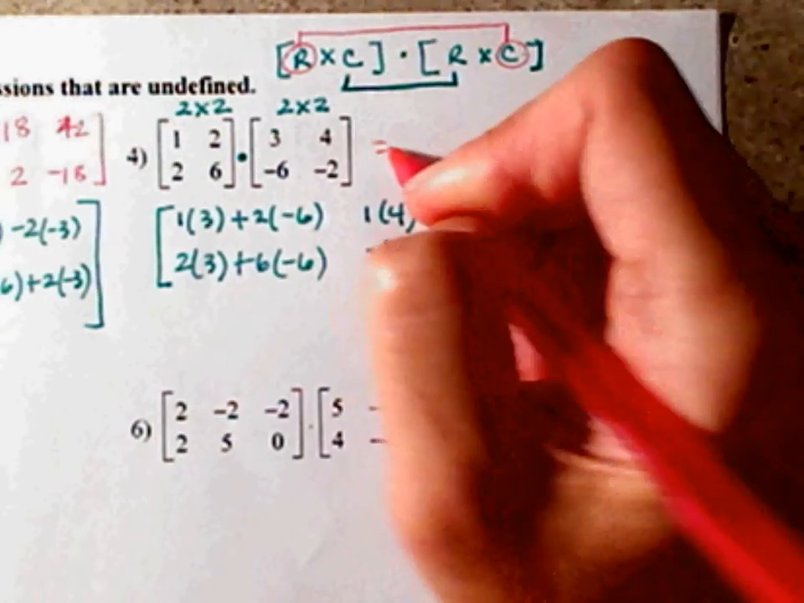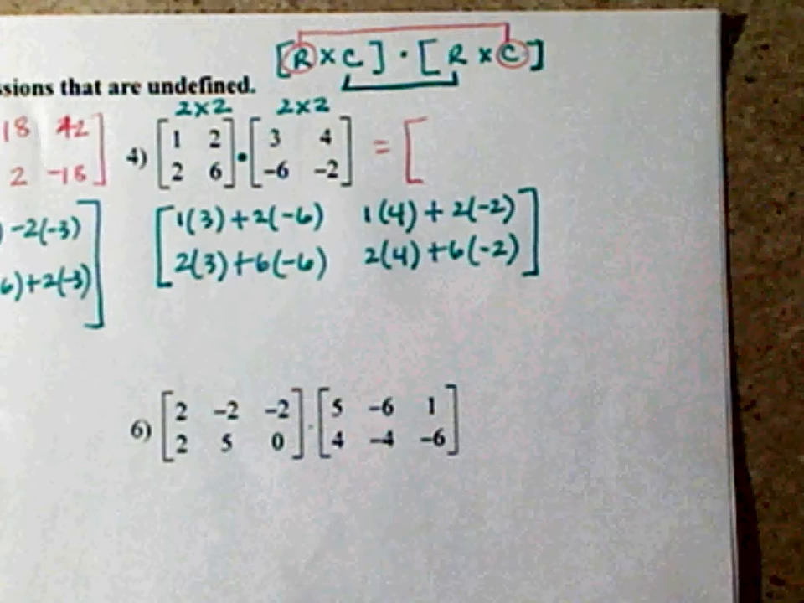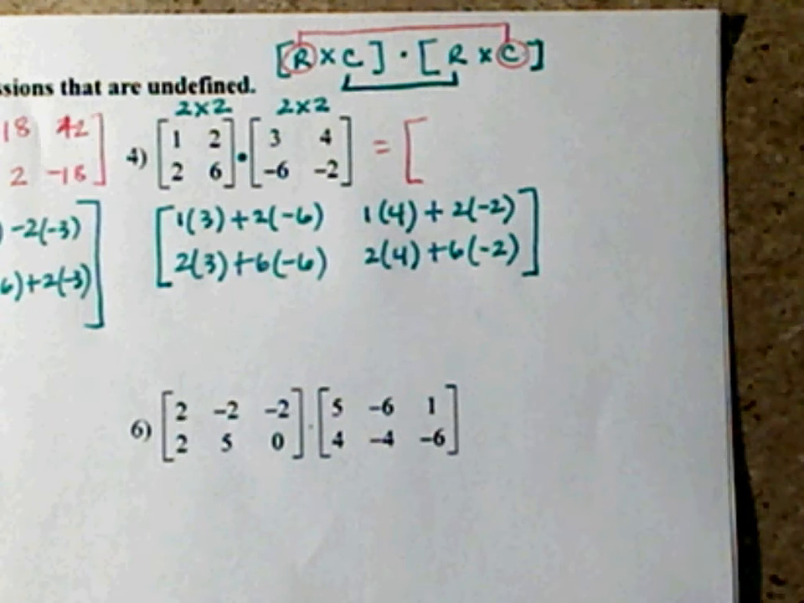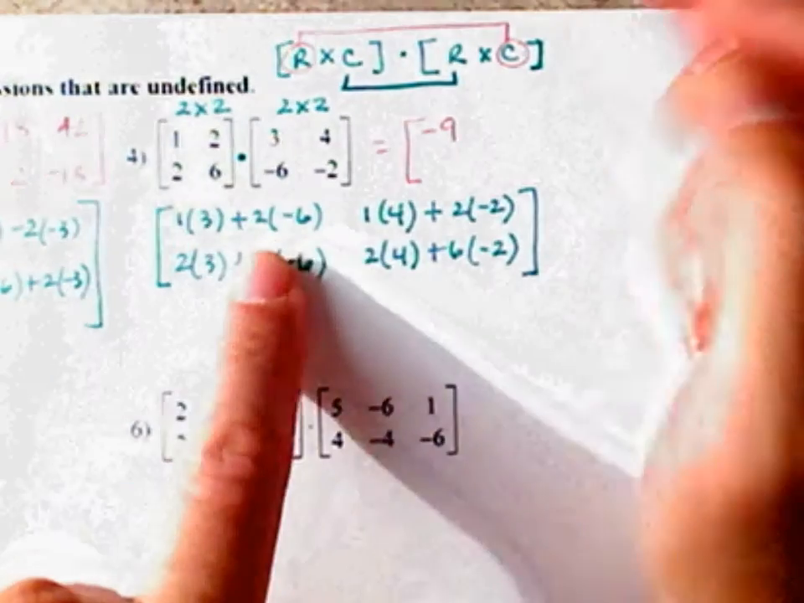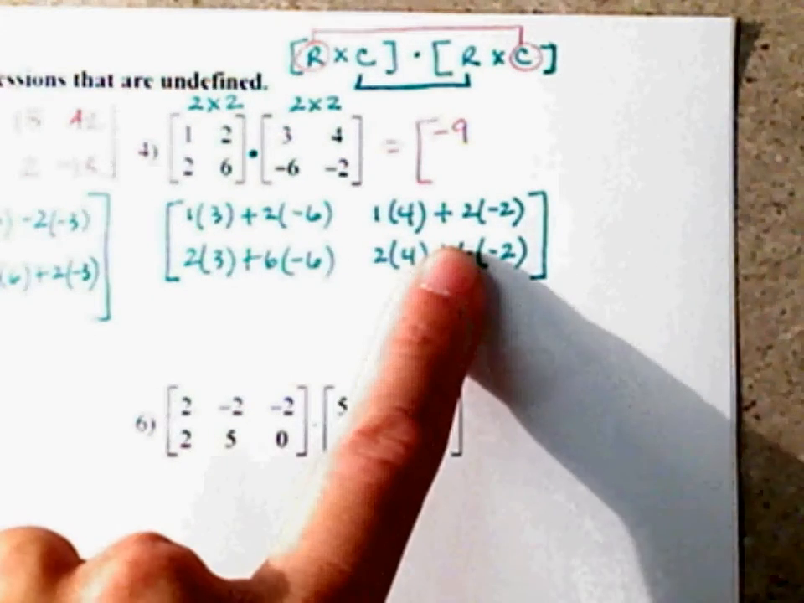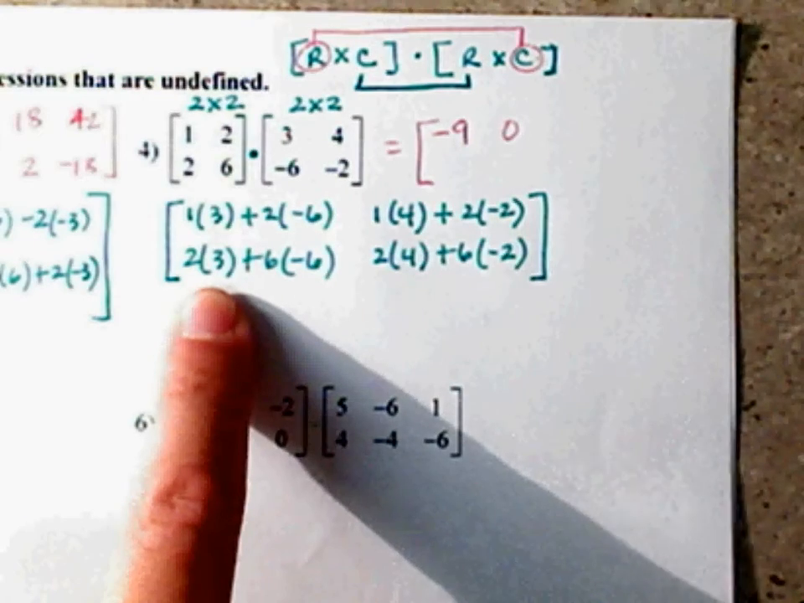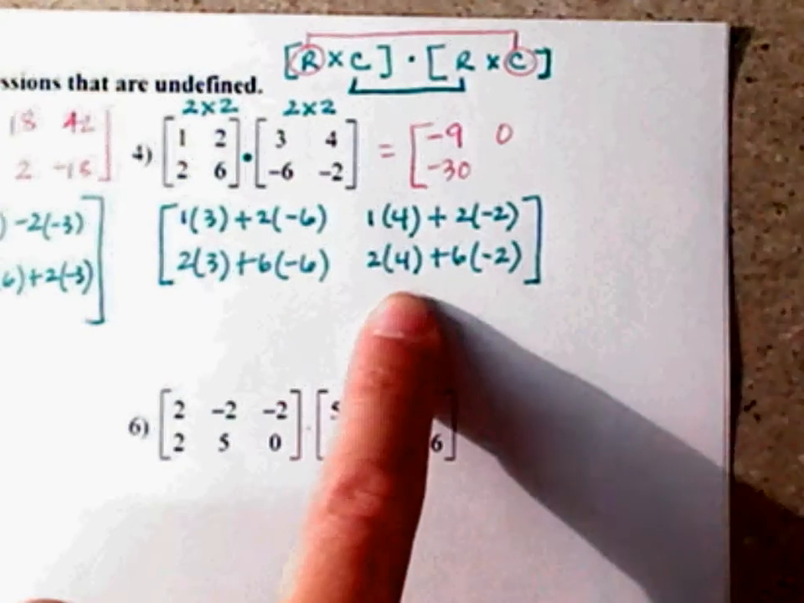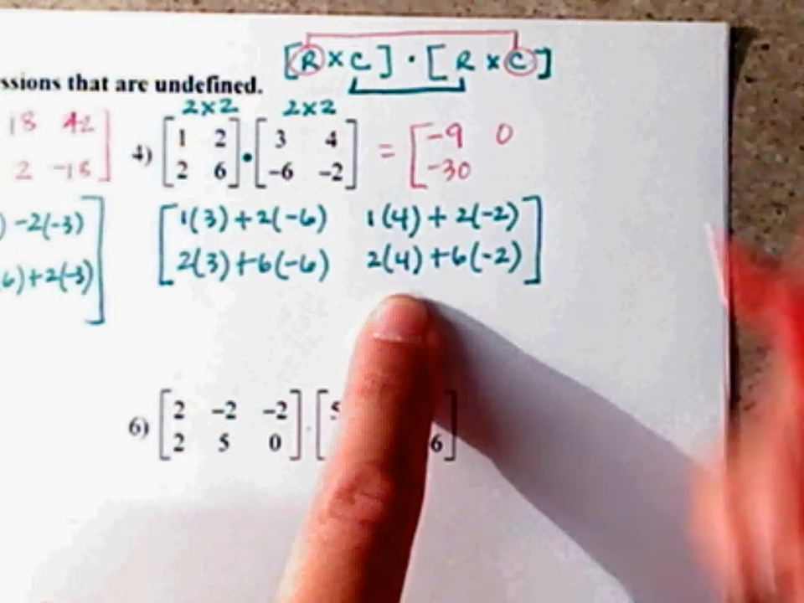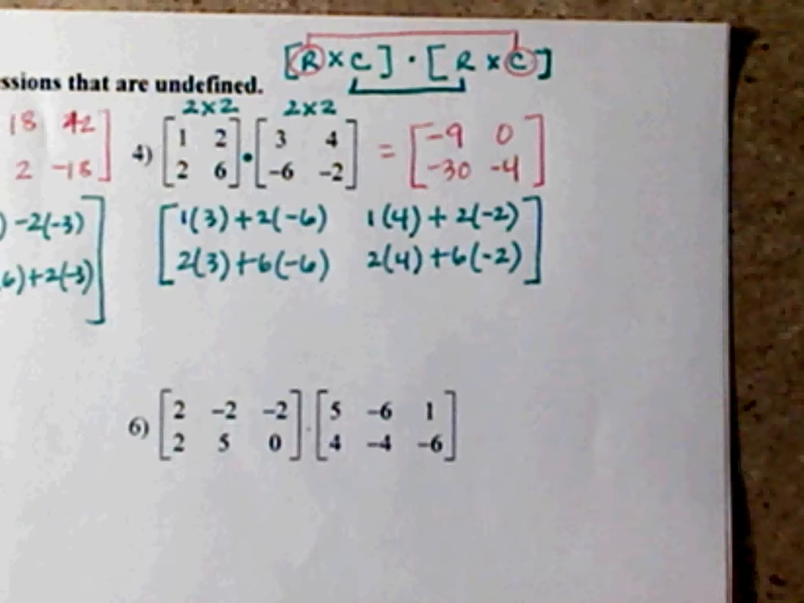All right, let's go ahead and simplify these. 3 minus 12 is negative 9. Okay? I'm going to use my calculator just to double check my math. Okay. 4 minus 4 is 0. 6 minus 36 is negative 30. 8 minus 12 is negative 4. And there's your solution for number 4.